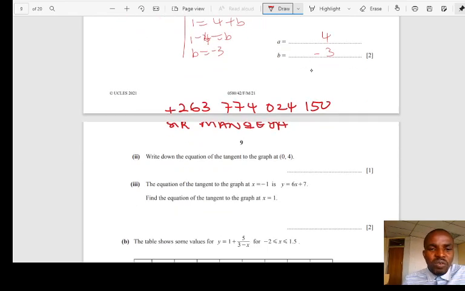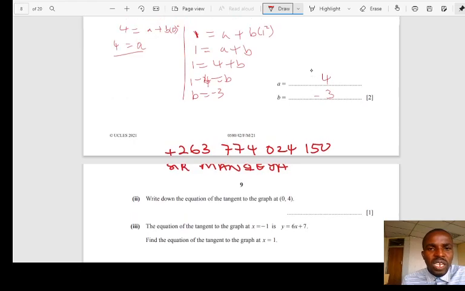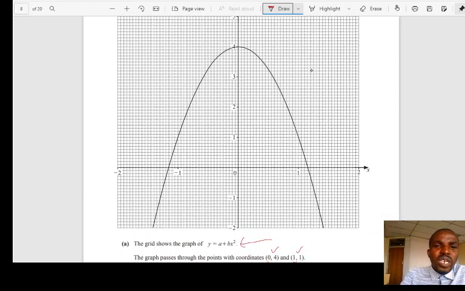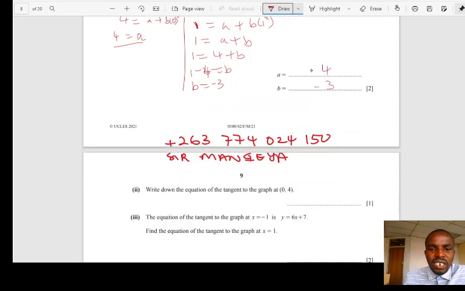Write down the equation of the tangent to the graph at 0, 4. 0, 4 means this point. As you can see here, it is the turning point. So at the turning point, the gradient is always equal to 0. So the equation of the tangent at the turning point, if you draw the tangent, it will be like this. So this line is y is equal to 4. That will be the equation. So you write y is equal to 4.